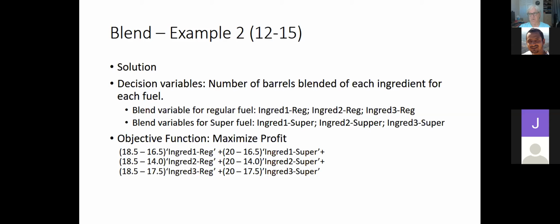And if you think that lead and octane are the only characteristics, no, there are more. I just don't want to extend on that too much here. In this problem, we are trying to maximize profit.